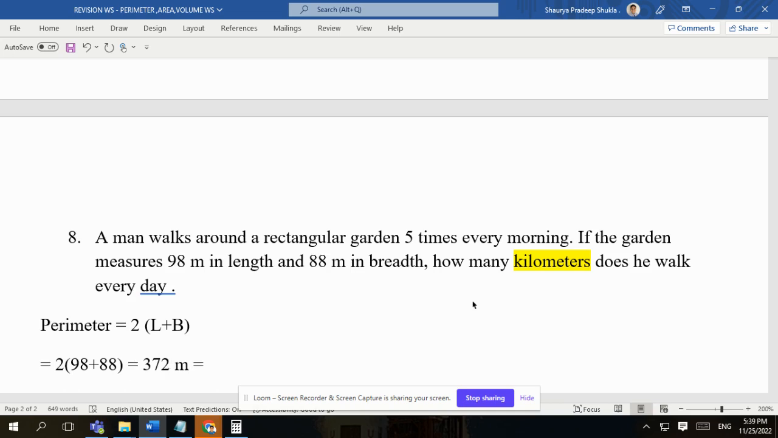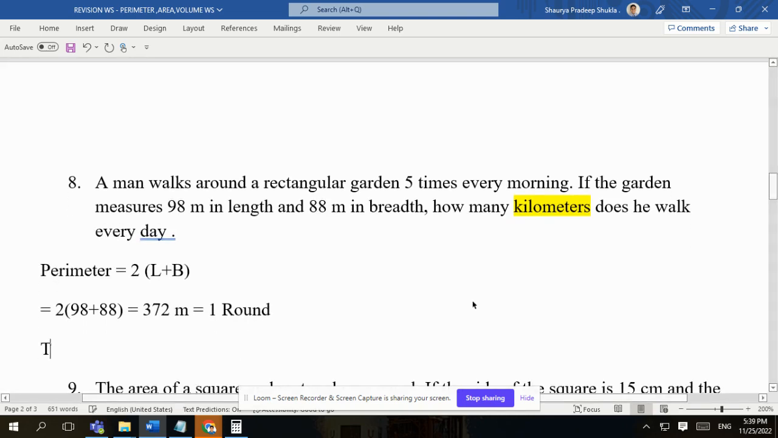That is equal to how much? One round. How many times is he doing the round? He is doing it 5 times, so what do you have to do? You have to multiply 372 by 5, to get the total he is doing.